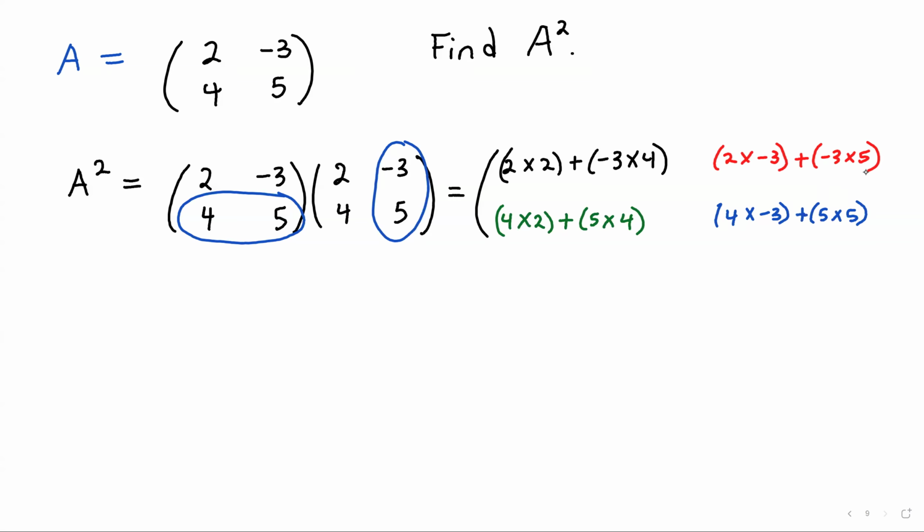All right, and let's simplify this. So this would be, well, 2 times 2 is 4. -3 times 4 is -12. 2 times -3 is -6. -3 times 5 is -15. 4 times 2 is 8. 5 times 4 is 20. 4 times -3 is -12. And then 5 times 5 is 25.